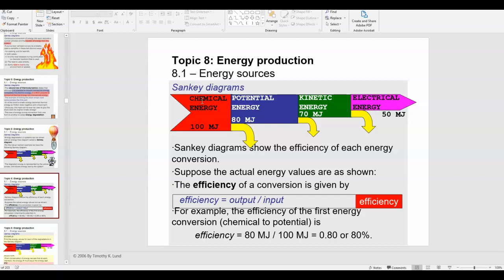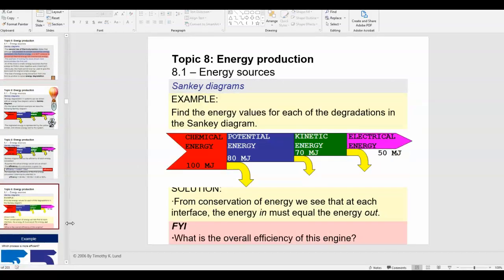And so, for example, here we see chemical energy, 100 megajoules. Up here we see potential energy, 80 megajoules. That means this yellow arrow represents the energy lost in that transition, which would be 20 megajoules. And so this 20 megajoules is being converted to heat or wasted as heat there. We've talked, of course, about efficiency in the past. Efficiency would be output over input. And so going from chemical energy to potential energy in this situation would be like 80 over 100, which would just be 80% efficient.